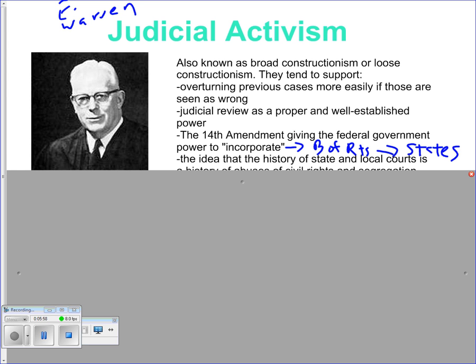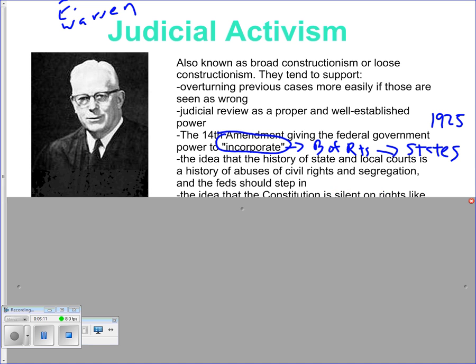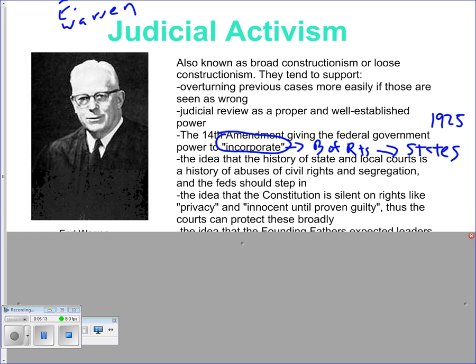Historically the Bill of Rights has applied only to the federal government, and starting in 1925 they have started incorporating the 14th Amendment, so the states have to follow it as well. More to come on that in the next chapter after finals.